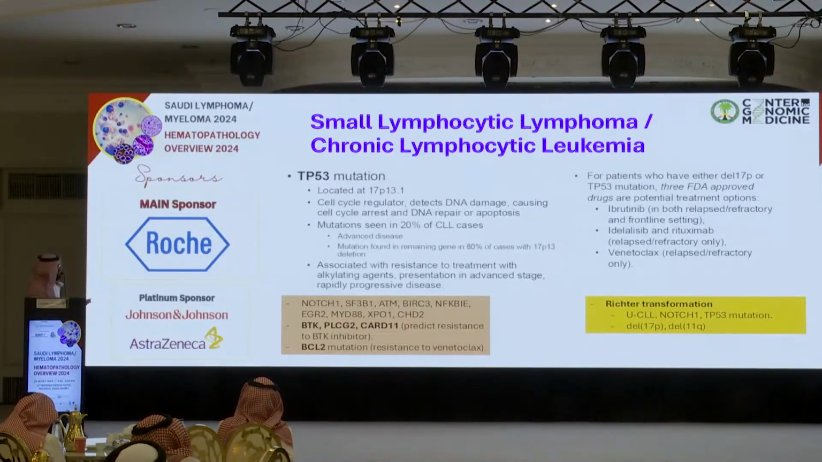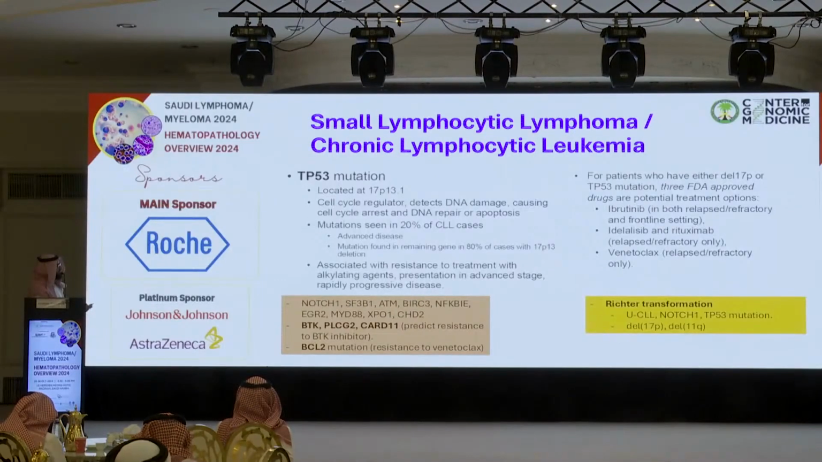Again, you know, TP53 is important in most lymphoma. It's always associated with worse outcomes, so we see it even in solid tumors. It's part of the cell cycle. The critical point here is there are many other mutations described in CLL. So you have NOTCH1, SF3B1, ATM, and others. There is BTK, so BTK and PLCG2 and CARD11, all of this predict resistance to BTK inhibitor.